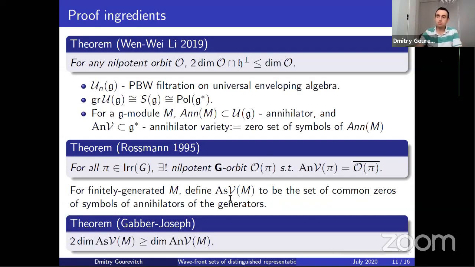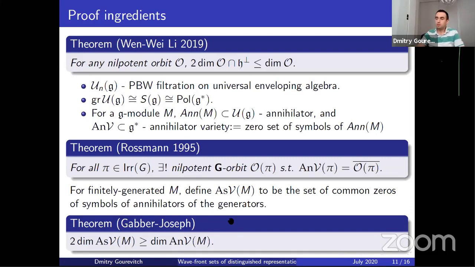And they're related. The theorem of Gabber and Joseph says that twice the dimension of the associated variety is at least the dimension of the annihilator variety. So it's an analog of the Bernstein inequality for this case. It actually follows from the much more general theorem of Gabber that says that this set is coisotropic in this set, and that's why it is at least of Lagrangian dimension. And then the same theorem also works in D-modules, generalizing Bernstein's inequality. Anyway, we just need this version, which was proven by Anthony Joseph and generalized by Gabber.